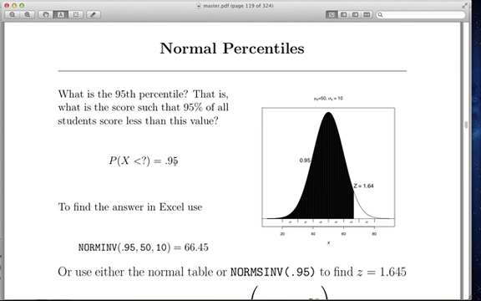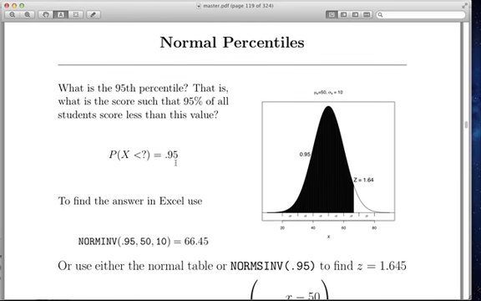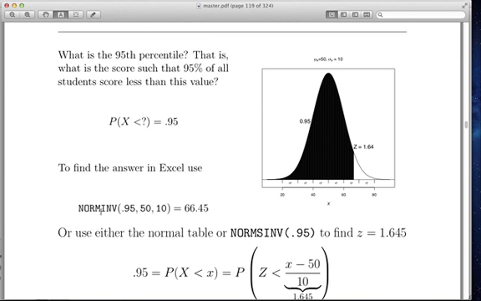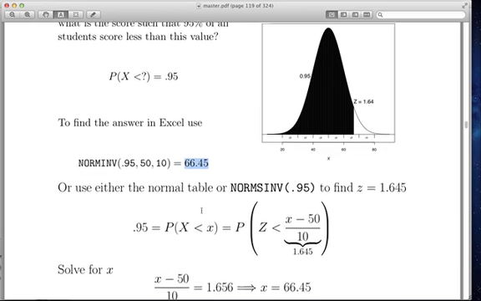There's a couple ways to do this. One way is to use the norm inverse command in Excel. If you type in norm inverse, I want 95% of the area given a mean and a standard deviation, you'll get the answer. 66.45 is the answer. So what that means is 95% of these test scores will be less than 66.45. 5% will be greater than 66.45.